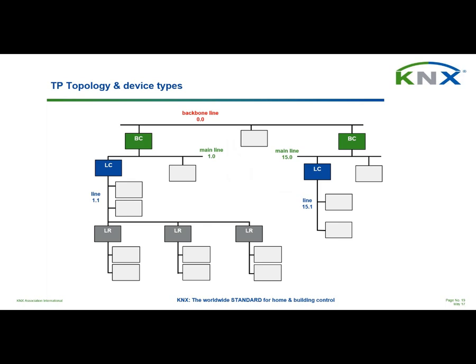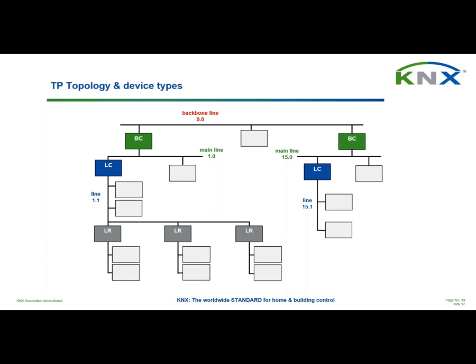The twisted pair topology and the device types then. What we see here is, first of all, I want to indicate that this is the backbone line, but this always has the line address 0.0. For this line here, this is the main line 1.0. And here there's line 1.1. So that is the situation I have created, where this is main line 15.0 and I want this to be line 15.1.